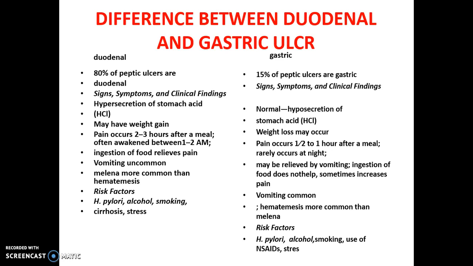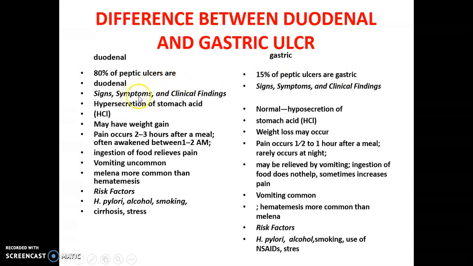So we can divide it into duodenal ulcer and gastric ulcer. Let's see the difference between duodenal ulcer and gastric ulcer. Both are part of peptic ulcer. 80% of peptic ulcers are duodenal. Only 15% of peptic ulcers are gastric.